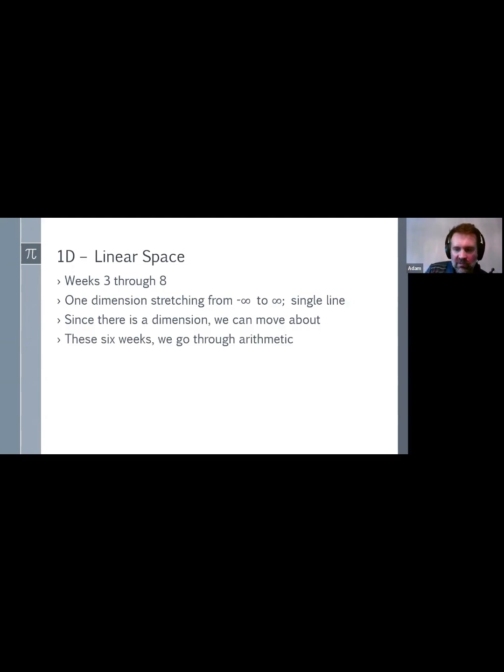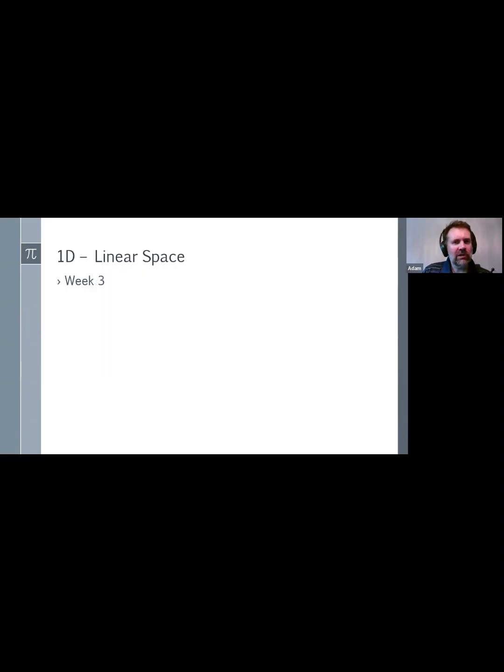These 6 weeks, we go through arithmetic, starting using addition, subtraction, multiplication, division, exponents, and equations. So we're going to go through these operations and begin to be able to work through equations and do comparisons and calculations. So week 3 is basically the addition and subtraction week.